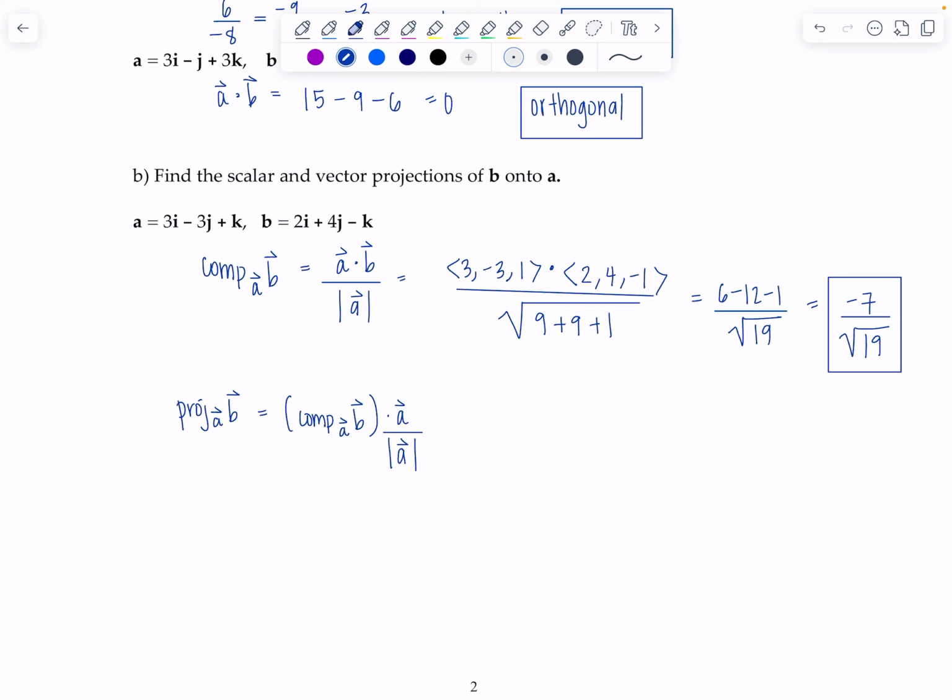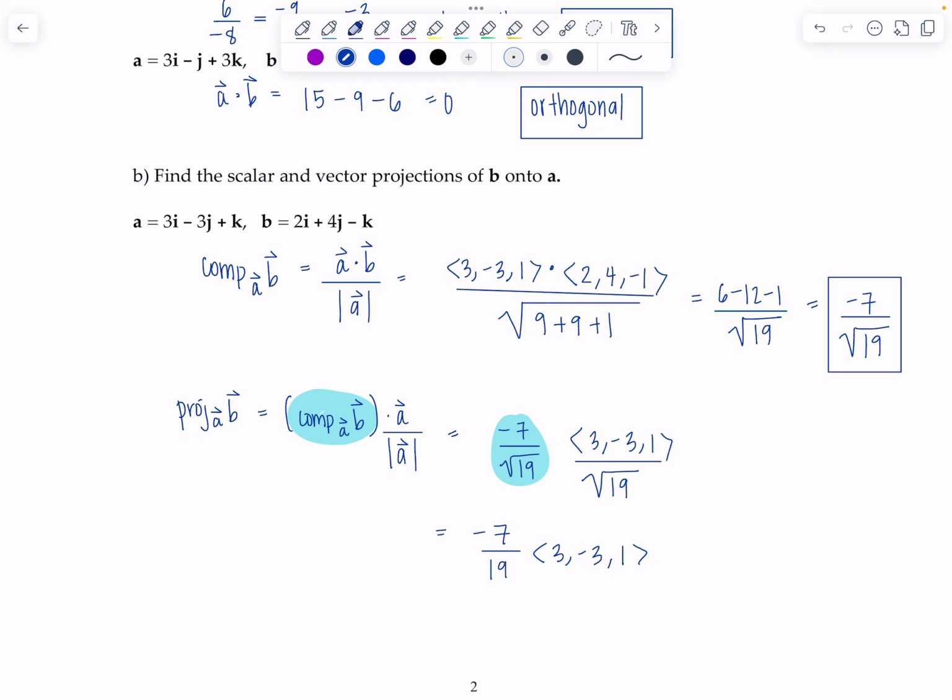The formula is sometimes written differently, but if you think about it this way, it's easier to remember and it conceptually should jive with you better. Okay, so then we have negative 7 over rad 19, because we already computed the scalar projection of B along A. And then I'm going to need to multiply that by vector A, 3, negative 3, 1, dividing by the magnitude of A, which is rad 19. So then you're just going to have negative 7 over 19 times 3, negative 3, 1.